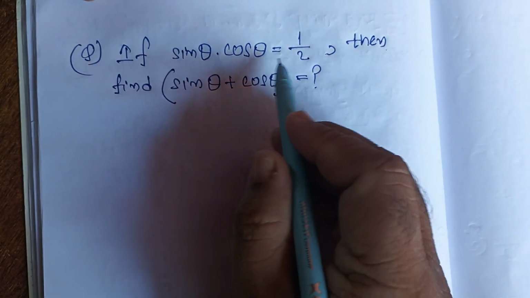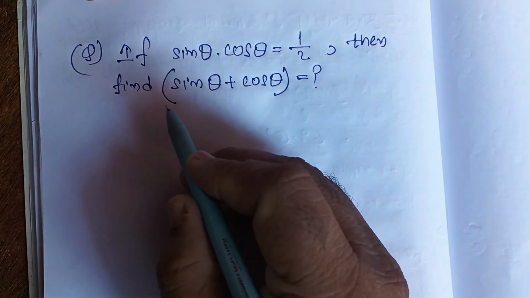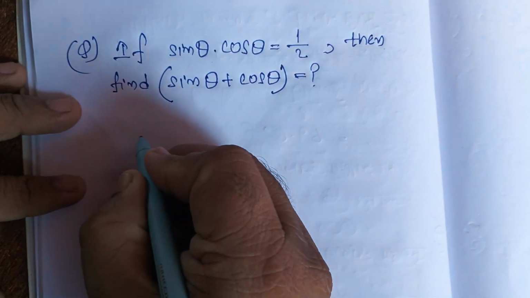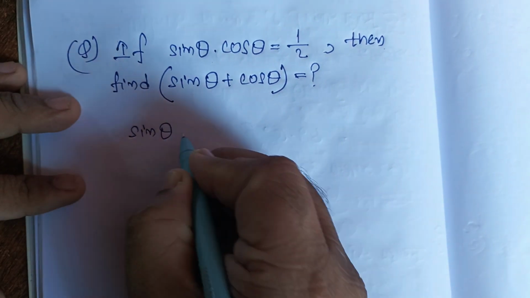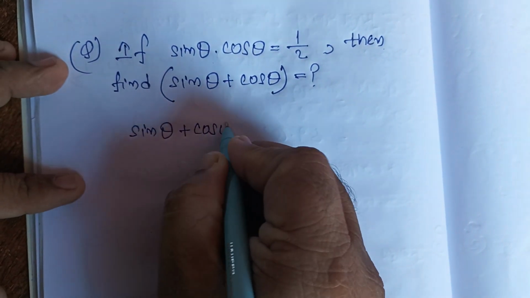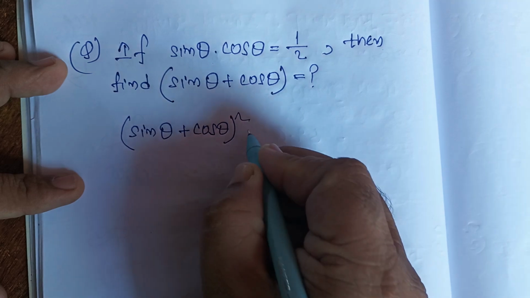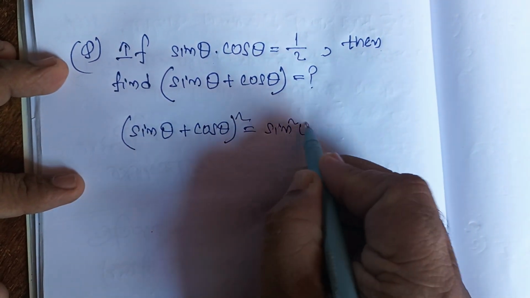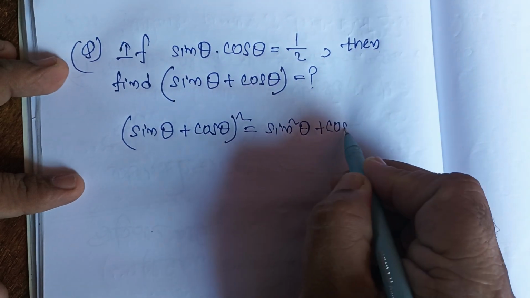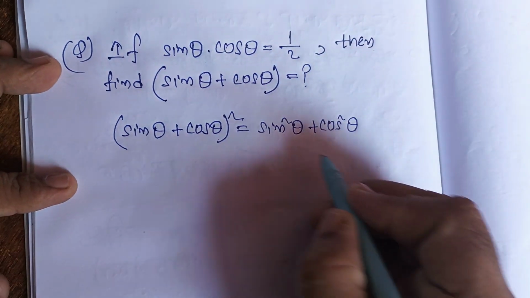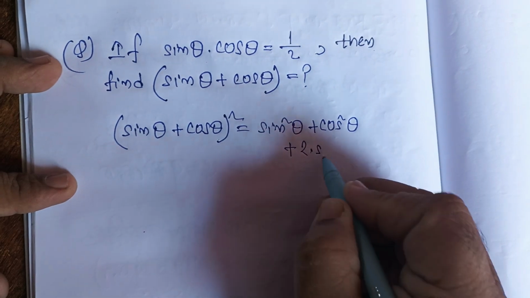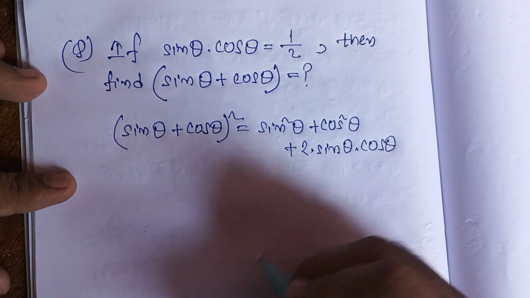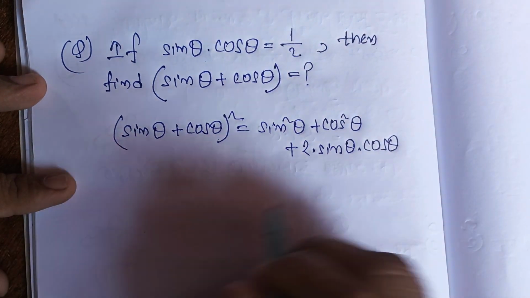If sin theta into cos theta is equal to half, then find sin theta plus cos theta. Now see, (sin theta plus cos theta) whole square is equal to, we can write, sin square theta plus cos square theta plus 2 sin theta into cos theta. Here I apply the (a plus b) whole square formula.